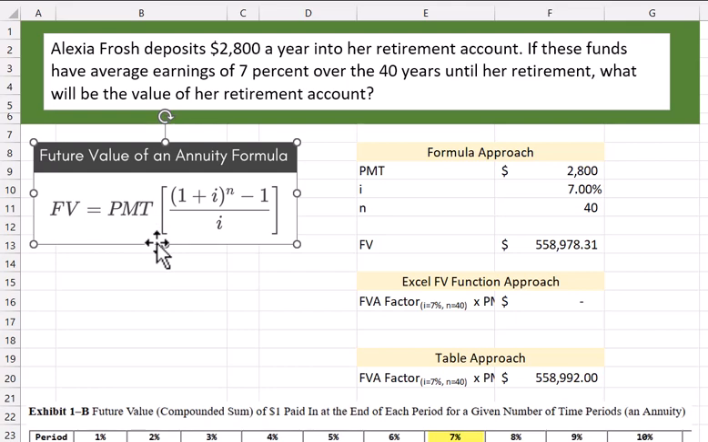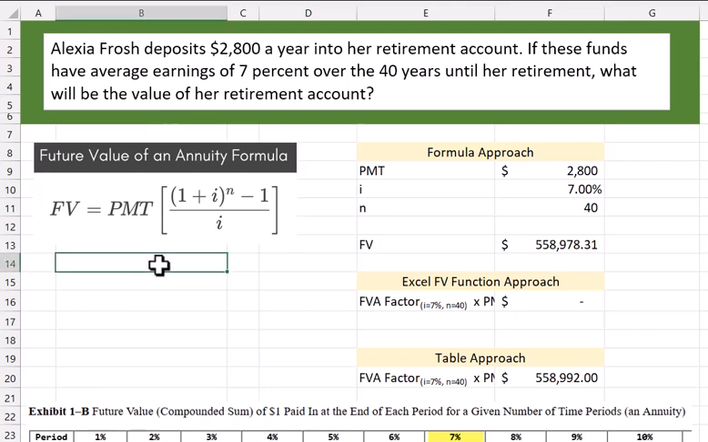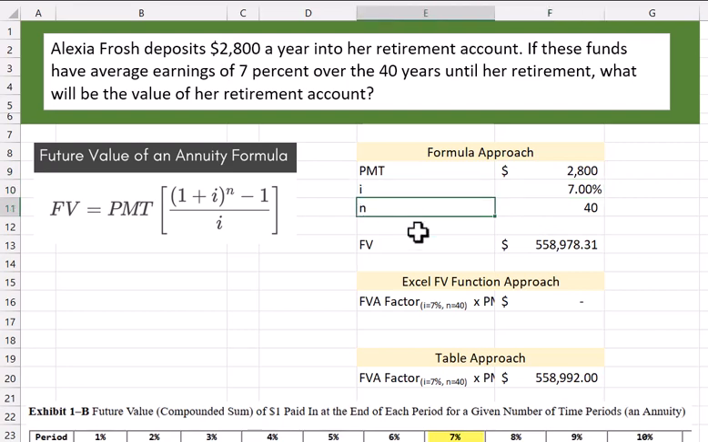Now, I'm going to let Excel do a little bit of the heavy lifting for us, but let's drop in what we know. The payment is $2,800. They gave that to us. The interest rate is 7%. That's I. I is the interest rate. N stands for the number of periods, 40 years. So if we were to calculate this using the formula, I've done so right here.